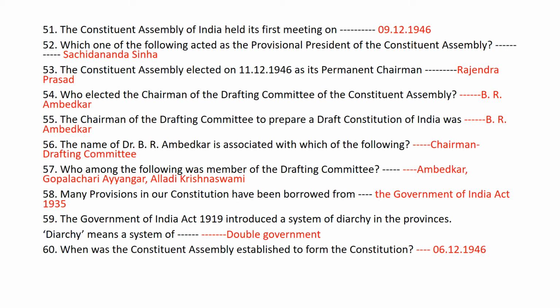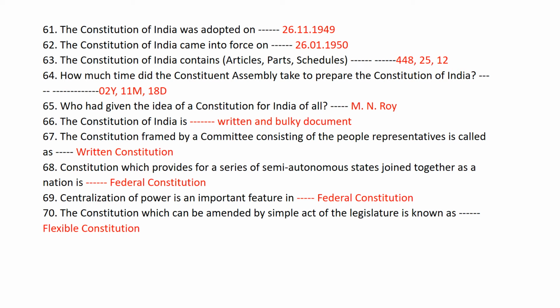Many provisions in our Constitution have been borrowed from the Government of India Act 1935. The Government of India Act 1919 introduced a system of diarchy in the provinces. Diarchy means a system of double government. When was the Constituent Assembly established to form the Constitution? 6th December 1946. The Constitution of India was adopted on 26 November 1949.